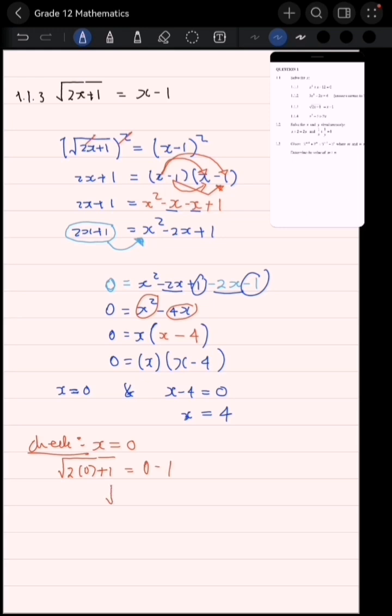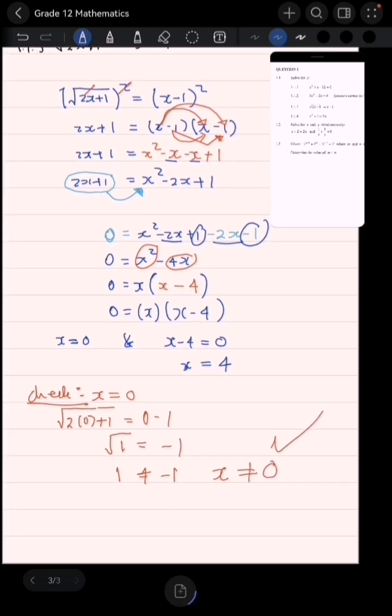This yields the square root of 2 times 0, it's a 0 plus 1, it's a 1, it's equals to minus 1. Square root of 1 is a 1, which is not equals to minus 1. Therefore, x is not equals to 0. You get credit for this.